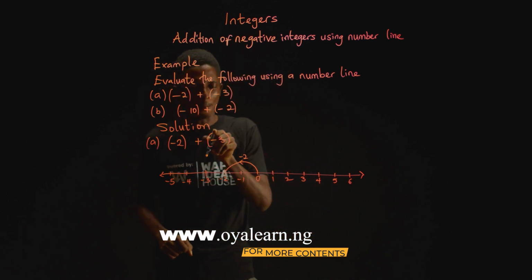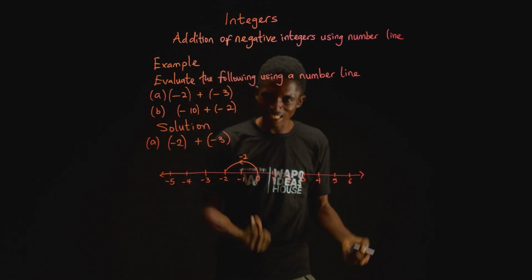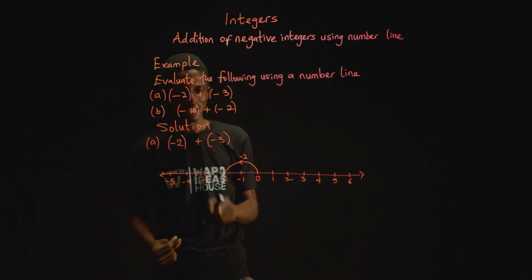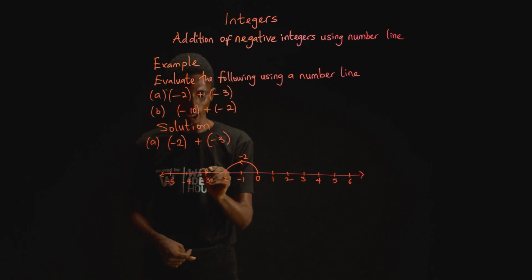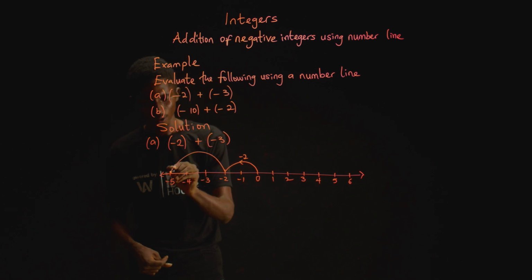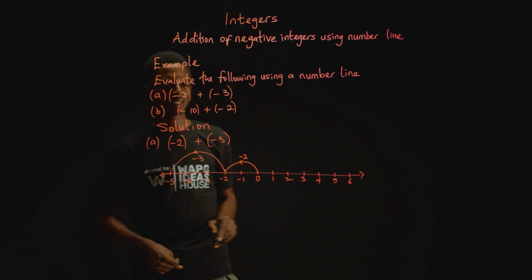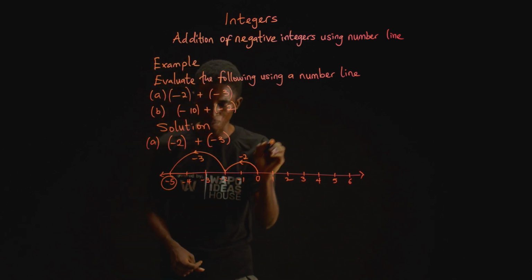We add -2. So what we are adding is a negative integer, which implies we continue to the left. And this time we go in 3 steps. So let's count. 1, 2, 3. This indicates -3. Where we end up here shows the answer to the expression.